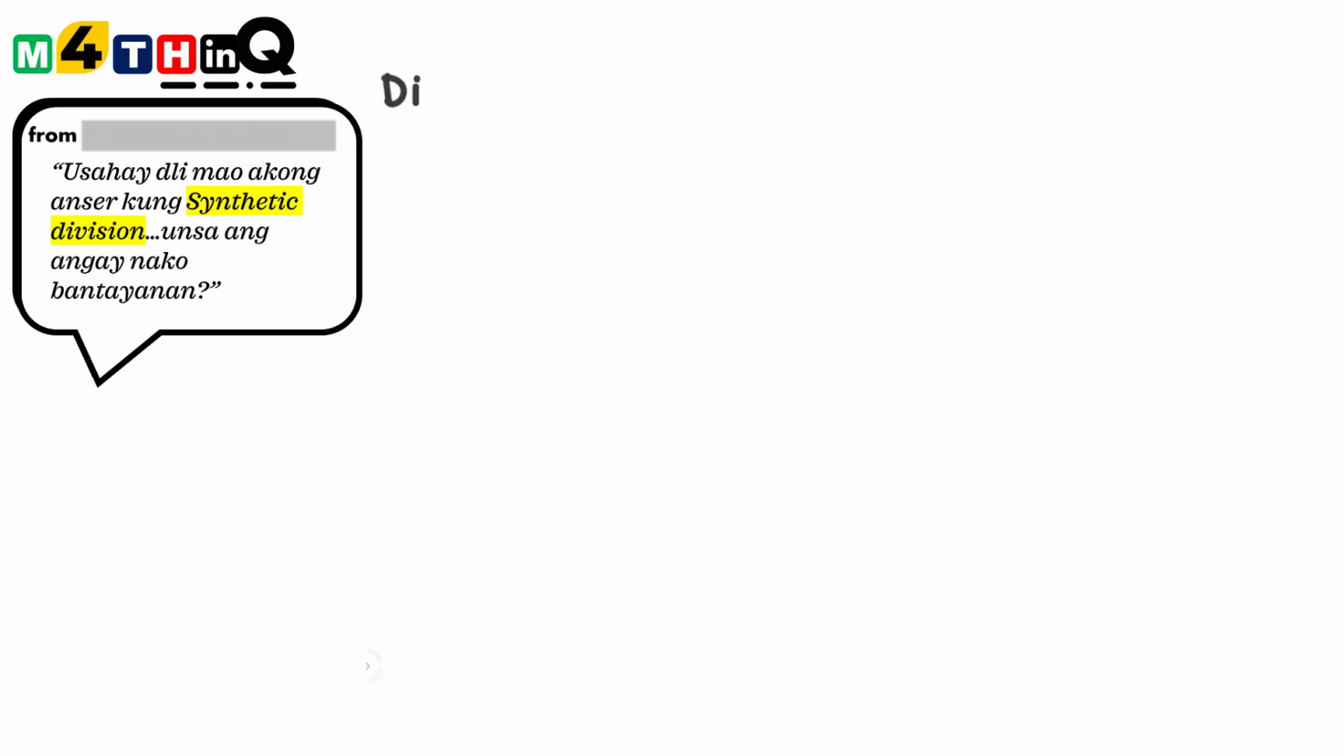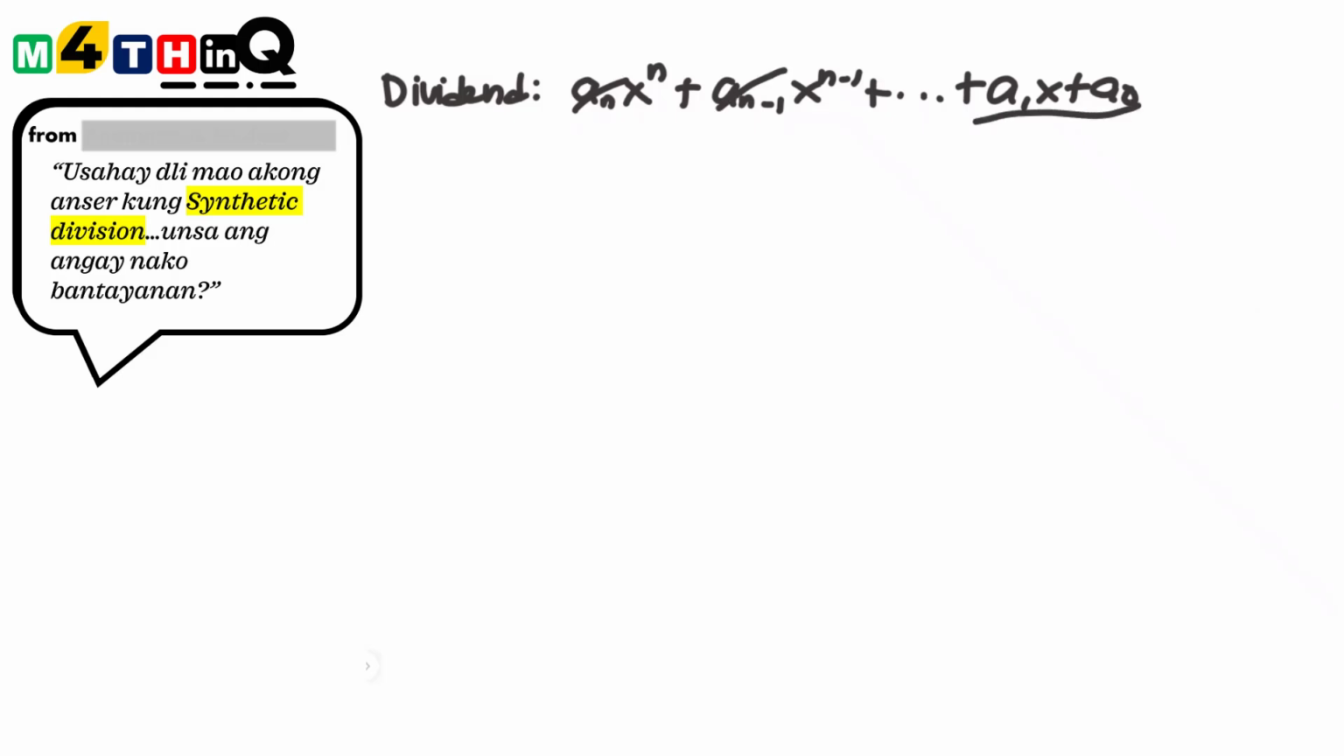Say, for example, if this is your dividend, you're dividing polynomials or polynomial functions. Your dividend will be expressed in this manner: a sub n x to the power of n plus a sub n minus 1 x to the power of n minus 1 plus, until you reach a sub 1 x plus a sub 0. This could take any form. So for example, if these are all zeros, then you will have a linear form of a polynomial. But of course, in a general sense, that's what we have. And then our general form of divisor is also identified as x minus c.